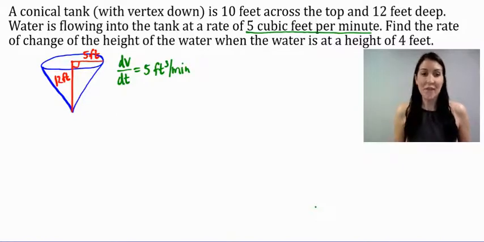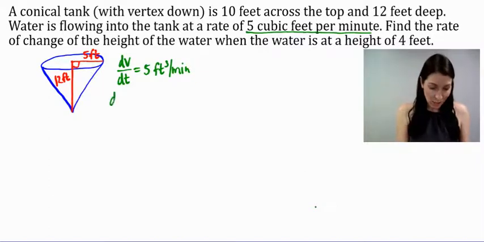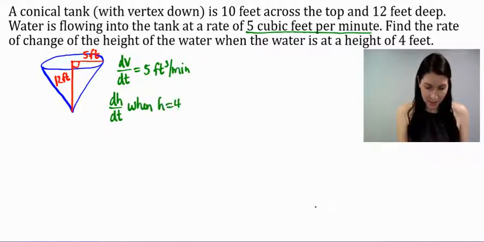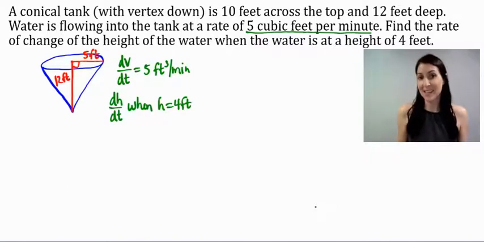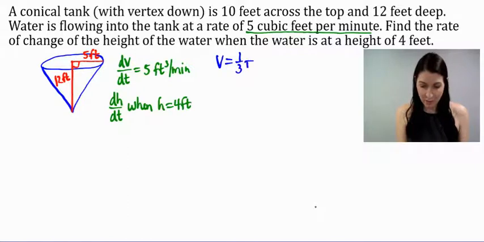The problem reads, find the rate of change of the height of the water when the water is at a height of 4 feet. So we are looking for dh/dt when the height of the water is 4 feet. As I mentioned before, the formula you're going to use here is the volume of a cone. That formula is V equals 1/3 pi r squared h.